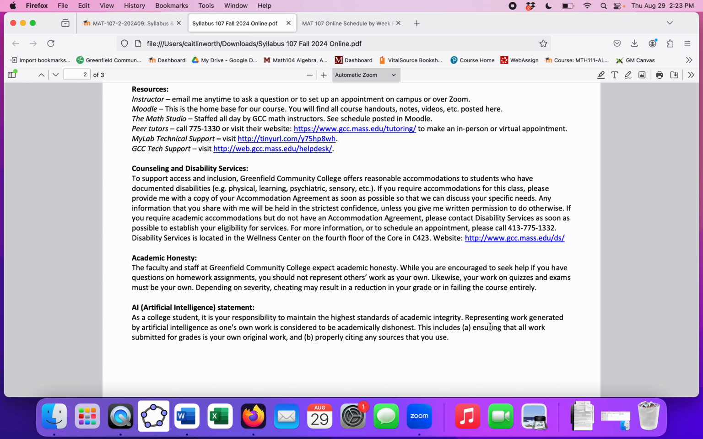The Math Studio exists, and some students are required to attend if you're taking Math 003 concurrently. You go to the Math Studio twice a week, but the Math Studio is open to everyone and it is staffed all day by GCC math instructors. The schedule is posted in Moodle, and there's a virtual and an on-campus Math Studio, so you have access to that. And peer tutors, also you can meet them on campus or virtually.